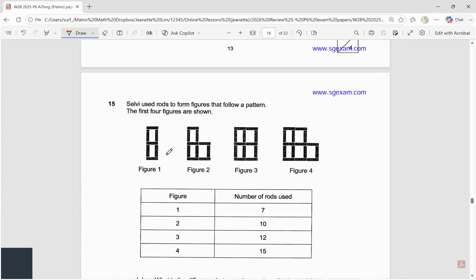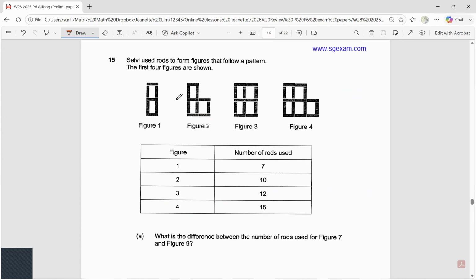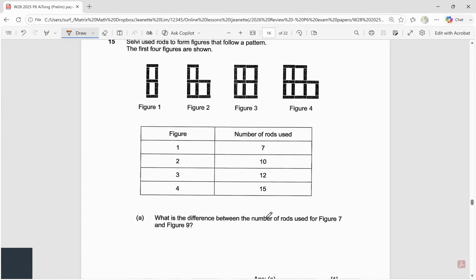Question 15. Shall we use rods to form figures that follow a pattern? First four figures are shown. Okay, got figure 1, 2, 3, 4, number of rods used. What is the difference between the number of rods used for 7 and 9? Okay, let's try and find what's the pattern here first. So for pattern 1, you have 7 and then it becomes 10. You're adding 3. Then after that, you add 2.